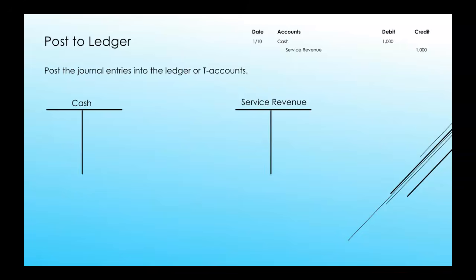Now you could also post your entries into T accounts. So this is what a T account would look like. And on the left side of a T account, you put your debits, and on the right side of a T account, you put your credits. So here we debited cash and credited service revenue. So your T accounts would look like this.